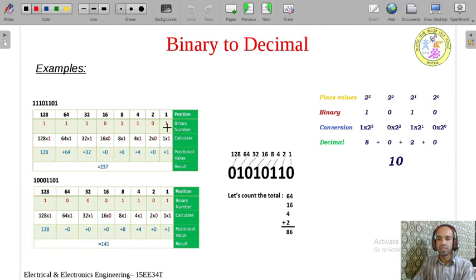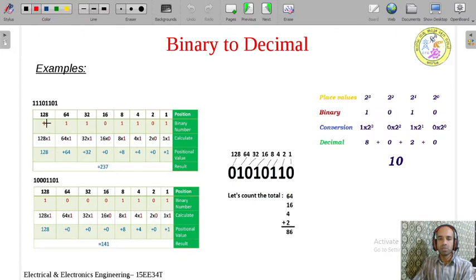So the first example is this one. It is nothing but 111011101. This is the binary number given. The weights are already written here. This is nothing but 2 to the power of 0. 2 power 0 is 1, 2 power 1 is 2, 2 power 2 is 4, 2 power 3, 2 power 4, 5, 6, 7. 2 power 7 is 128.